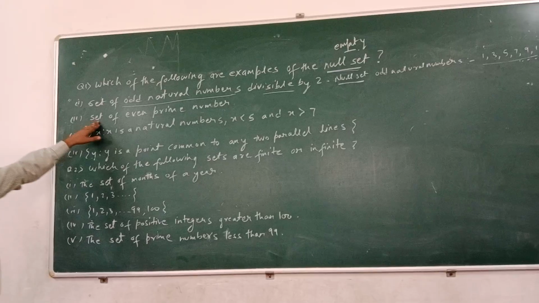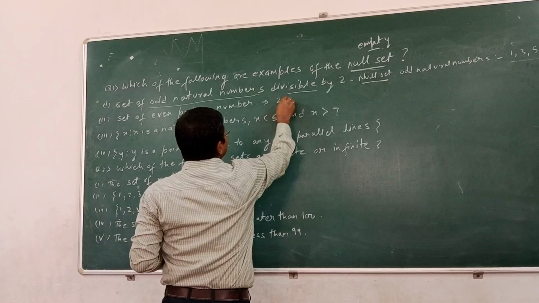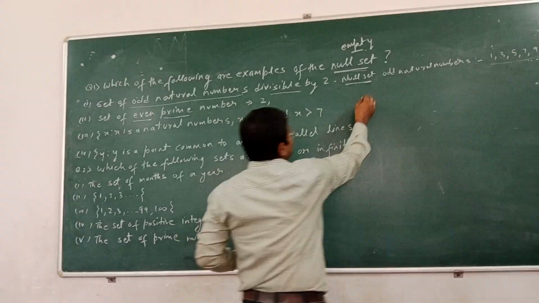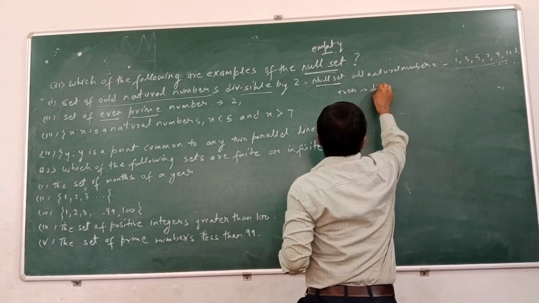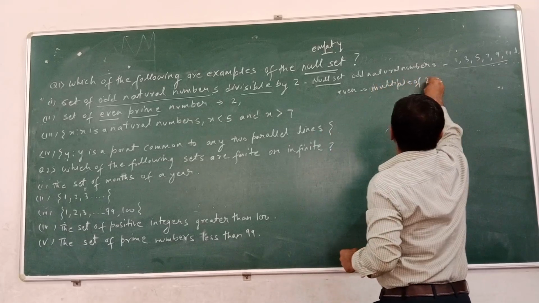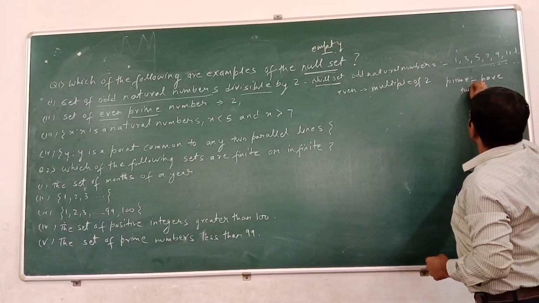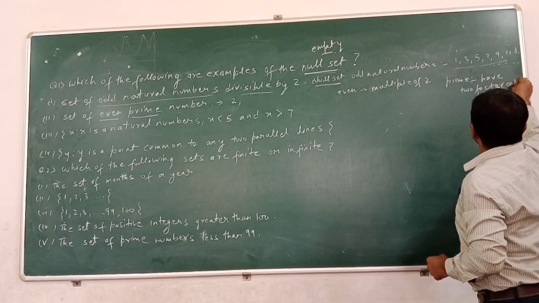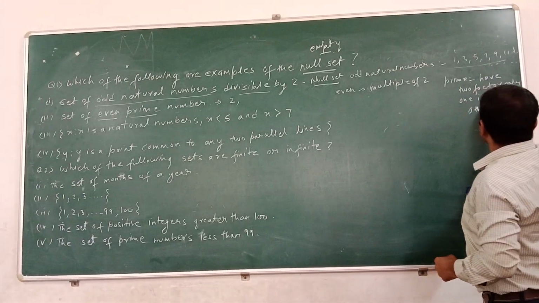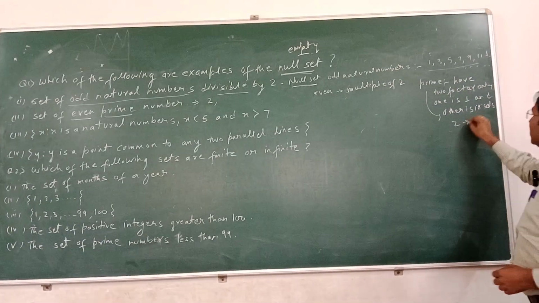Now see the next one. Set of even prime numbers. Even prime number means 2. Even prime number means the number should be even, and second, prime. Even means divisible by, a multiple of 2, and prime means having only 2 factors: one is 1 and the other is itself. For example, 2 has factors 1 and 2.